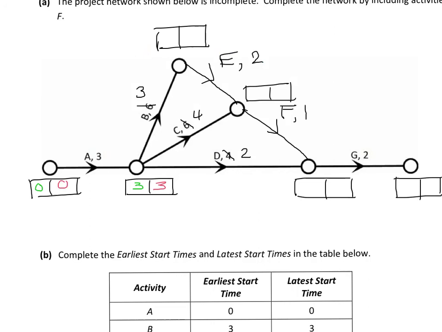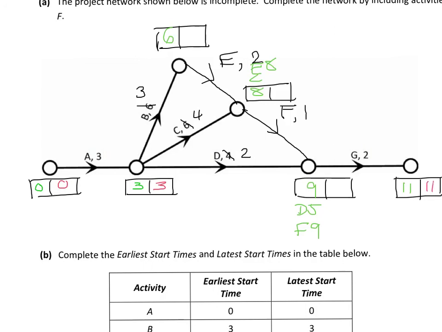Okay, so from A we have 0 through there to 3, and then moving up to B, that would be 6 in the box. E would give us 8, but from path C, we'd have 3 plus 4 is 7, so 8 goes in the box. Moving down, F, D would give us 5, F would give us 9, so 9 in the box, and then 9 plus 2, 11. So we can see our shortest time to complete with all of those reductions made is 11 weeks.